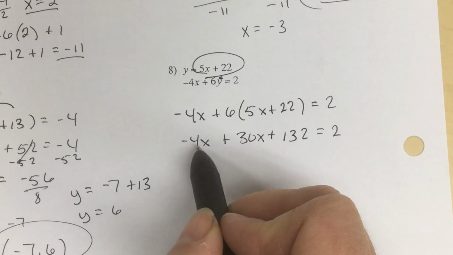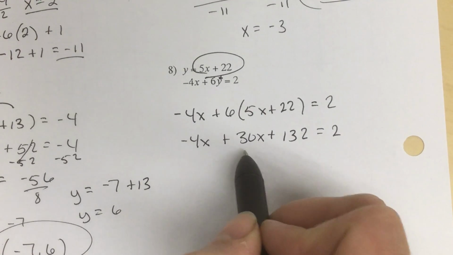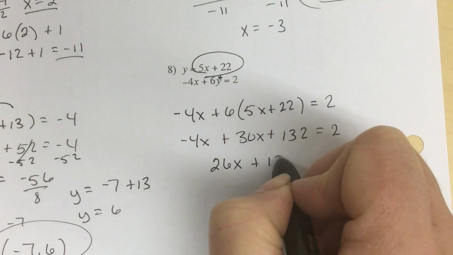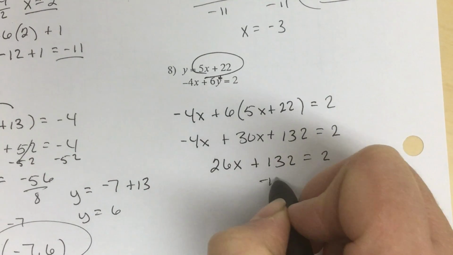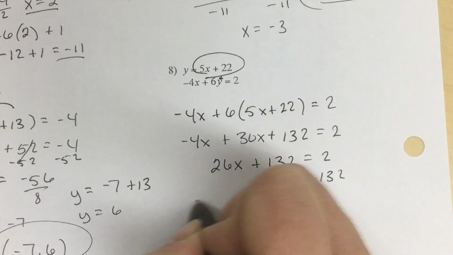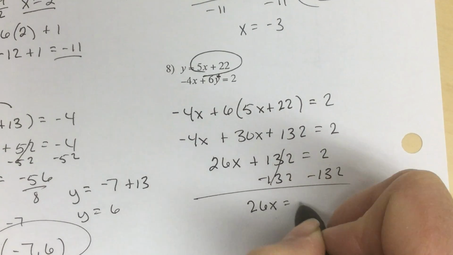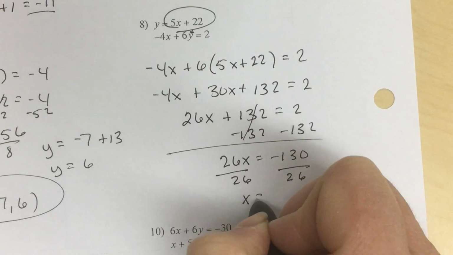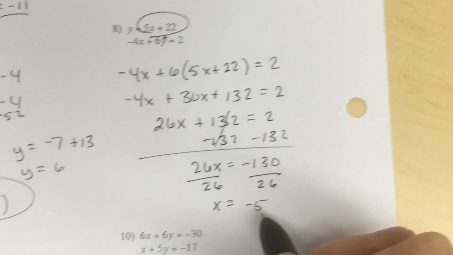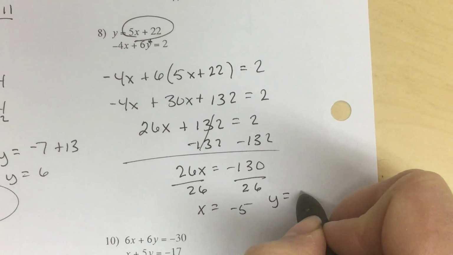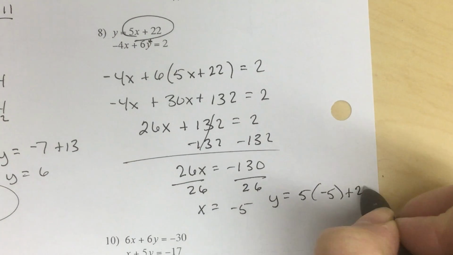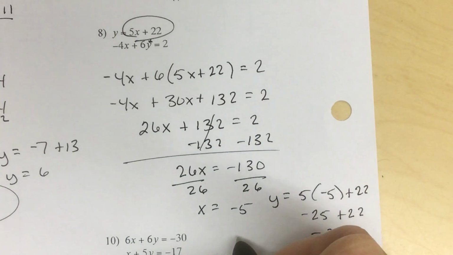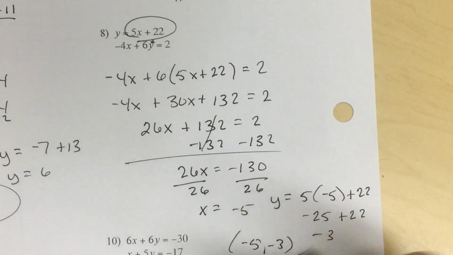So then we're going to combine like terms. Remember, you don't have to do the opposite of these because they're on the same side. So we're not going to add 4x. They're on the same side, so we're going to put them together. I'm going to get 26x plus 132 is equal to 2. Subtract 132 from both sides. Gives me 26x equals negative 130. Divide by 26, you get x equals negative 5. Then if you put negative 5 into 5x plus 22, you get negative 25 plus 22, which is negative 3. So your answer is negative 5, negative 3.